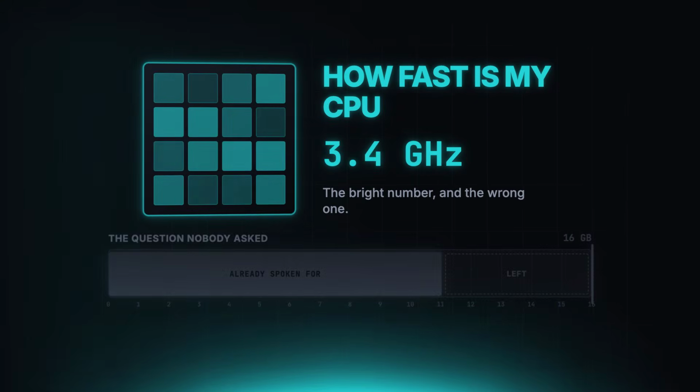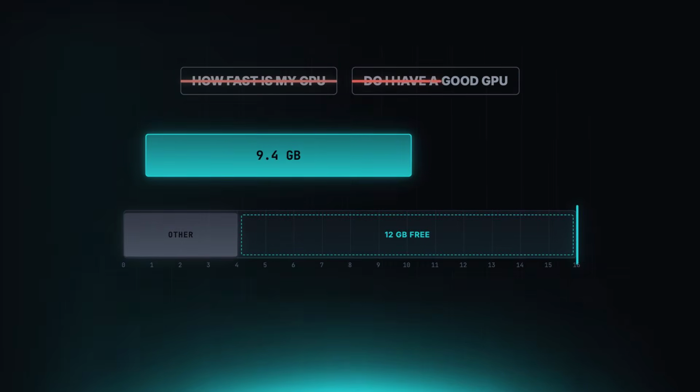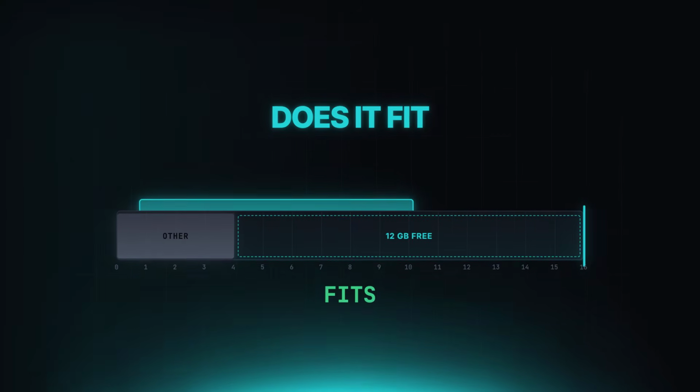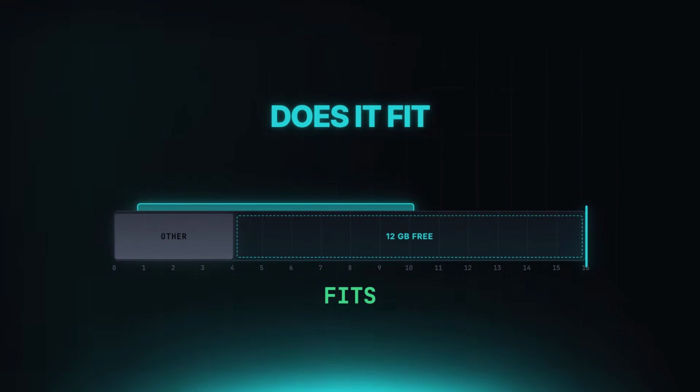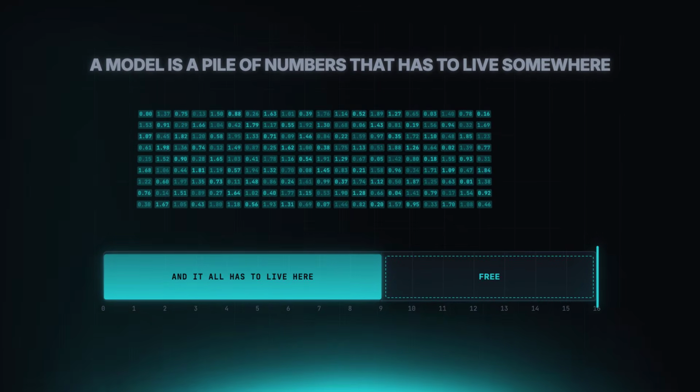Most people ask the wrong hardware question. They ask, how fast is my CPU? Or do I have a good GPU? The better question is simpler. Can the model fit where it needs to fit? A model is a huge pile of numbers. Those numbers have to live in memory while the model runs.